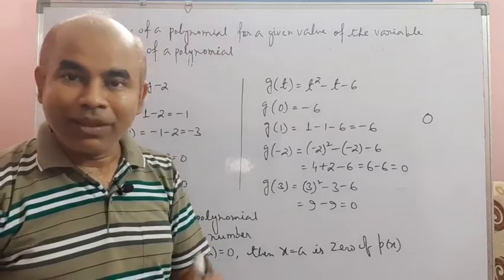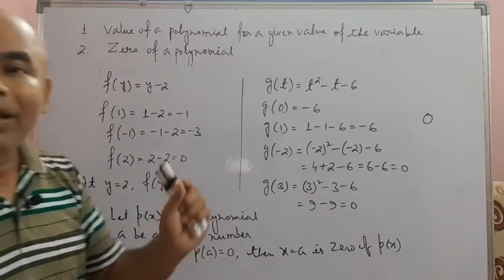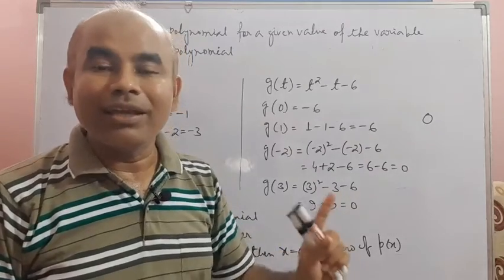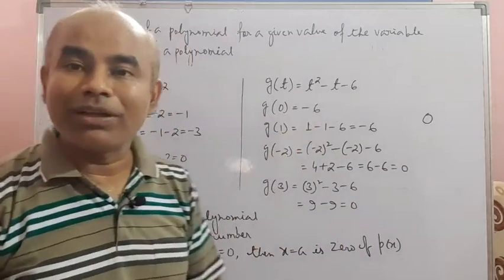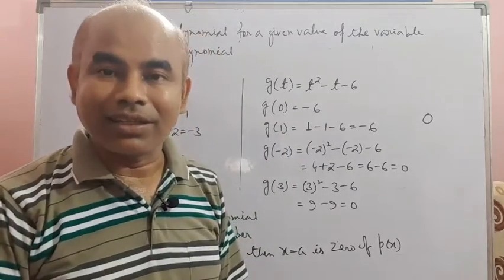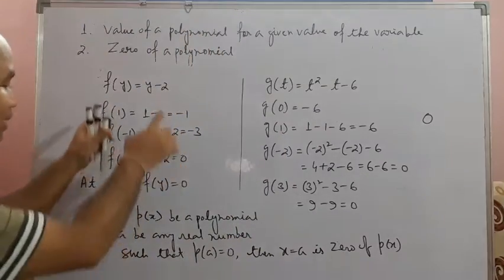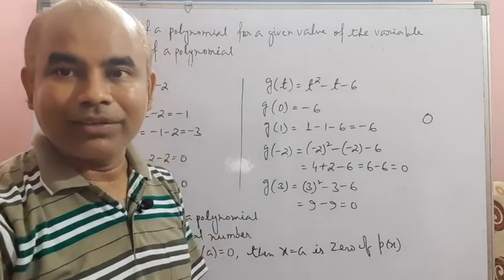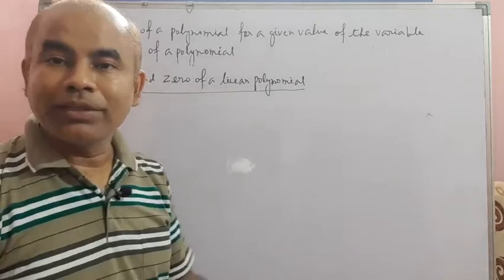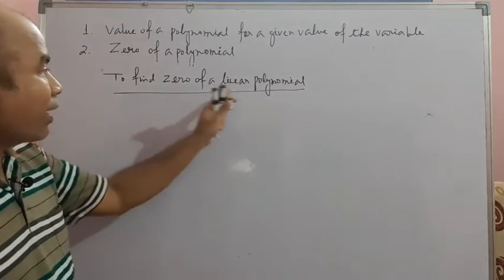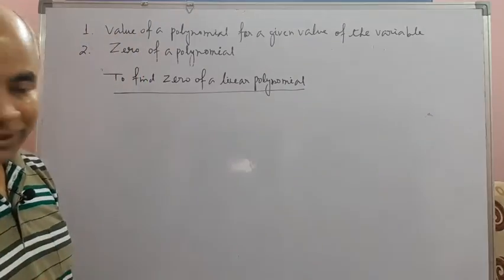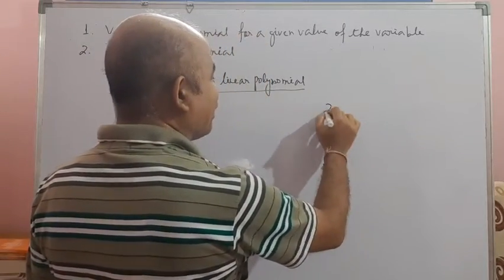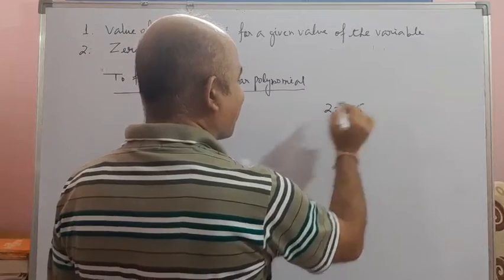Now, how to find the zero of a linear polynomial? Here in class 9, how to find a zero of a quadratic polynomial is not there. It is in class 10. So that's why we are going to discuss here how to find a zero of a linear polynomial. So let me take an example. Suppose we have a linear polynomial, say 2x plus 5.